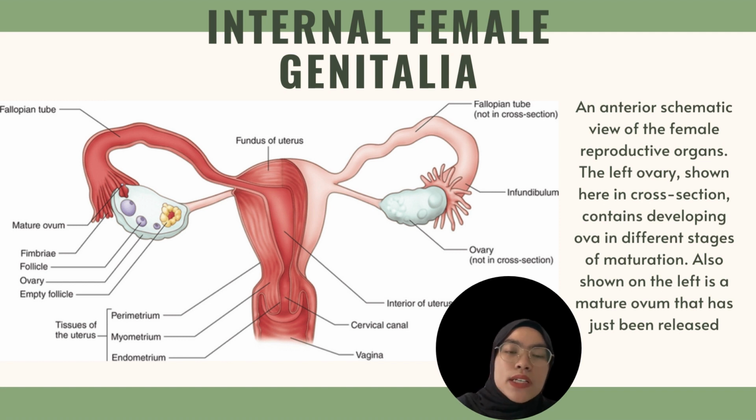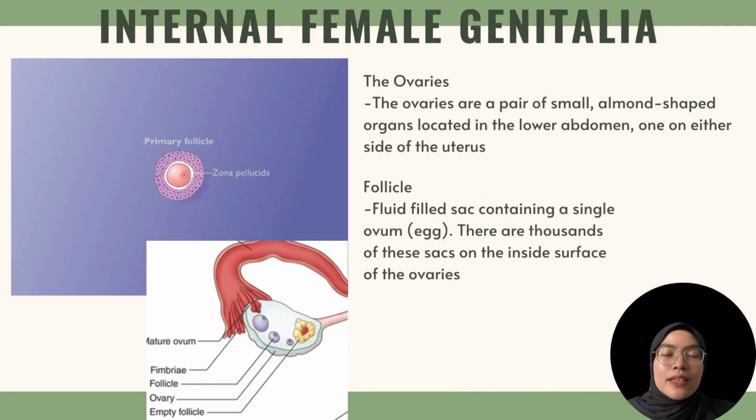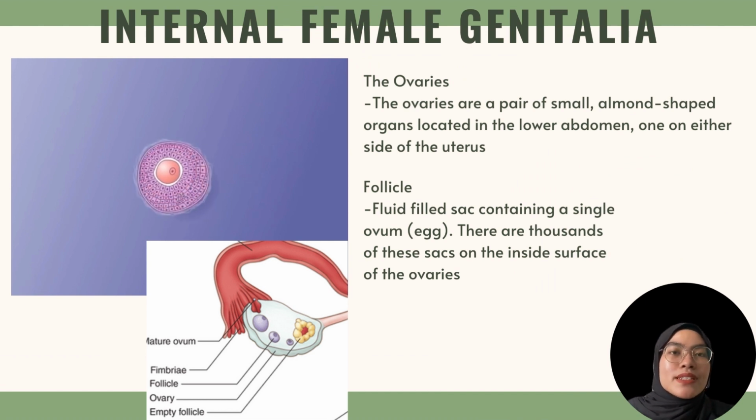The left ovary, shown here in cross-section, contains developing ova in different stages of maturing. Also shown on the left is a mature ovum that has just been released. Now, let's get to know this internal female genitalia.